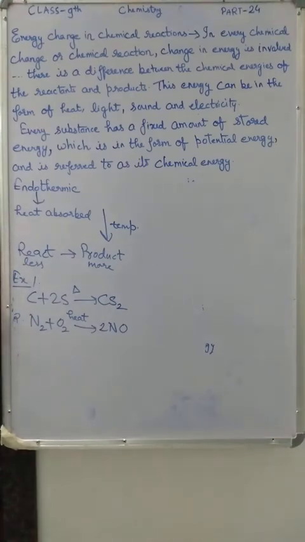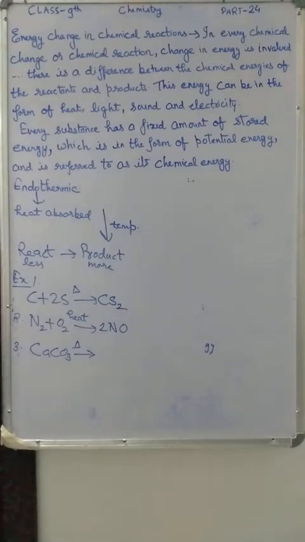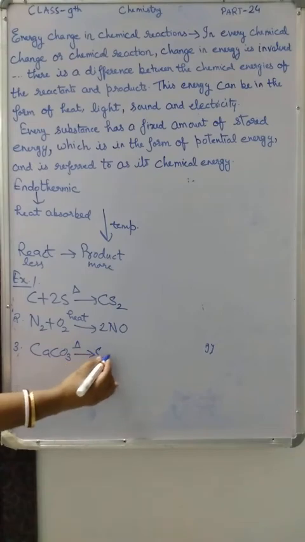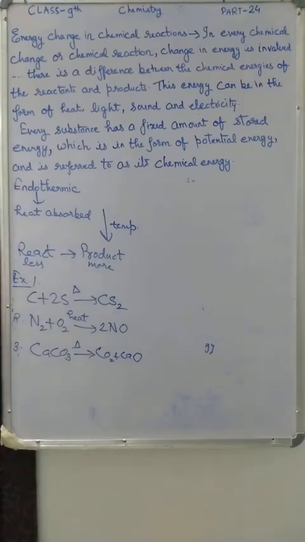Okay, one more example, calcium carbonate. When calcium carbonate decomposes into carbon dioxide and calcium oxide, okay, carbon dioxide and calcium oxide, when it is heated to a temperature of about 1000 degrees Celsius, this is also an example of endothermic reaction. So these are the examples of the endothermic reaction.